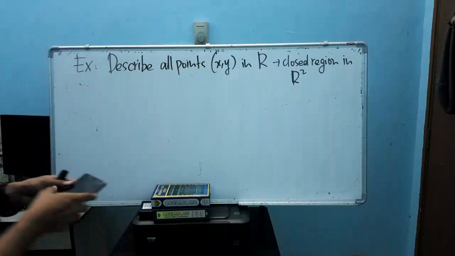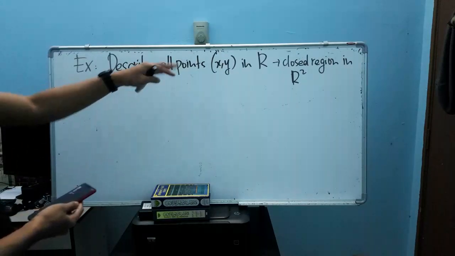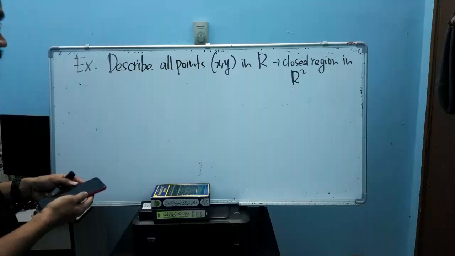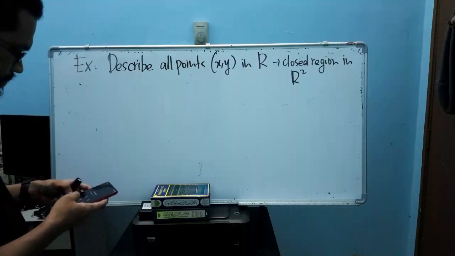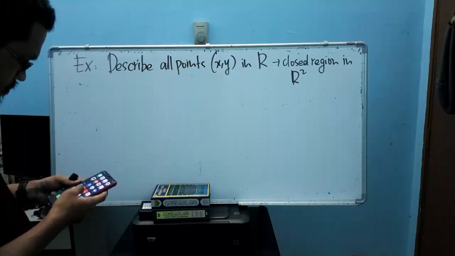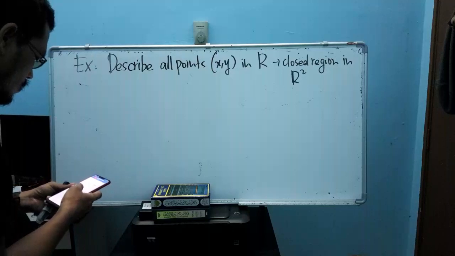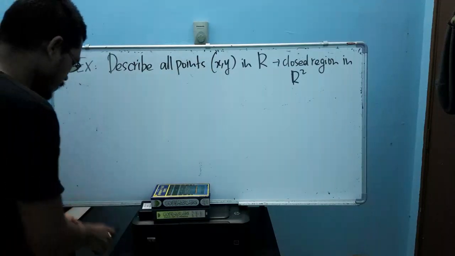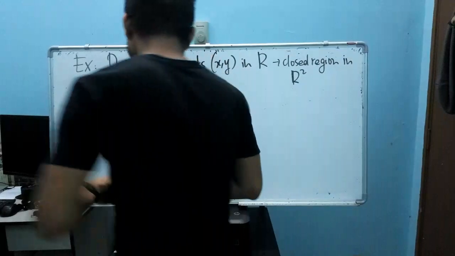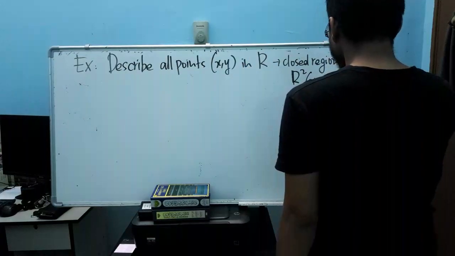So we continue and consider some examples. Now the example: describe all points (x, y) in R, where R is a closed region in two-dimensional space, meaning your closed region in the xy plane. So I just put here (x, y).